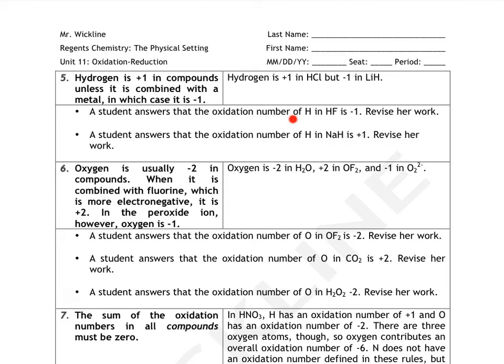A student answers that the oxidation number of H in HF is -1. Well, when the H is written first, you can think of it as +1. Additionally, the fluorine is always -1. So in that case, the hydrogen has to be +1. Additionally, a student answers that the oxidation number of hydrogen in sodium hydride is +1. So hydrogen is usually +1, but if it's bonded to a metal, the metal has to be +1, in which case the hydrogen would be -1.